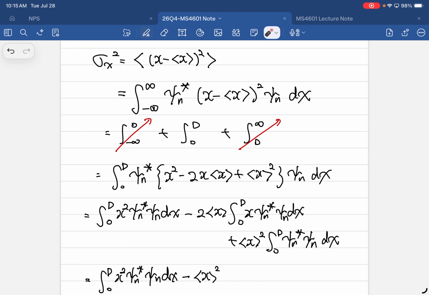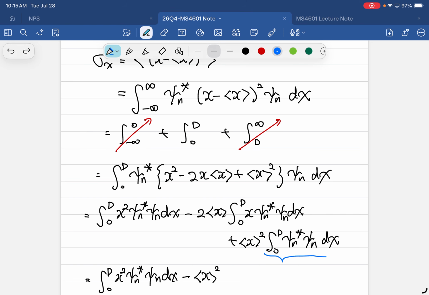We can simplify this further. If you look at this one, what is this value? You guys remember? 1. Why? This is a probability density function, and we are integrating from 0 to d, technically negative infinity to infinity. When we sum up all the probability, it has to be 1. That's the normalization condition. So this one has to be 1. And then what about this one?